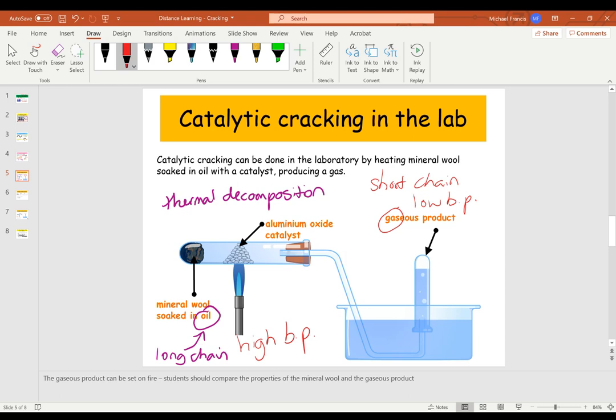Therefore, the way that we're going to do that, we're going to fill our test tube full of water, and we're going to turn it upside down in the basin. And as the gas is produced, it will flow down the delivery tube up into the test tube, and the water will go down and the gas will be collected.